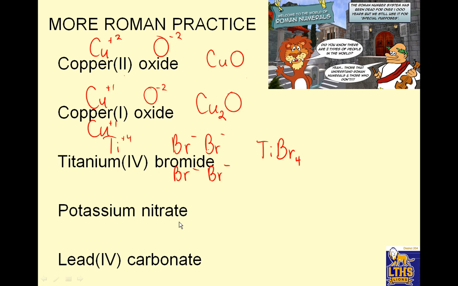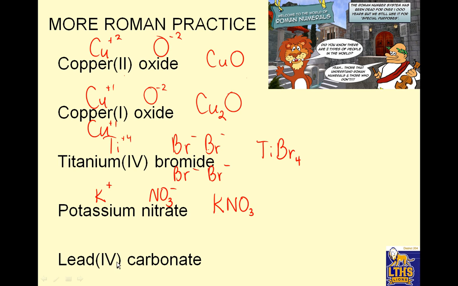Potassium nitrate. How do I know it's an ionic compound? Potassium is a metal. It's got a +1 charge because it's in group 1. Nitrate, you memorize, is NO3 negative. +1 and a -1 already equals 0. So I could just write the chemical formula.